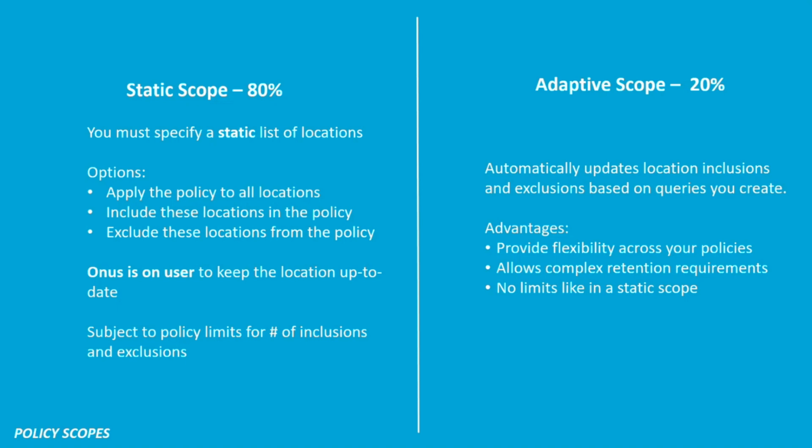But for most organizations, static scope should serve them well. And if they do find the need that a new site is created, they can just add that site to the list of sites that are getting those retention labels published.